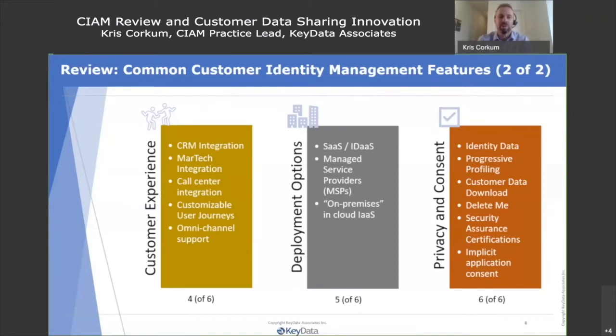Security assurance certifications. These allow, or they, sorry, I'm having some PowerPoint issues here. We'll just switch to the old paper copy.